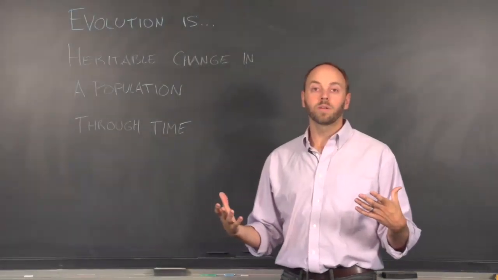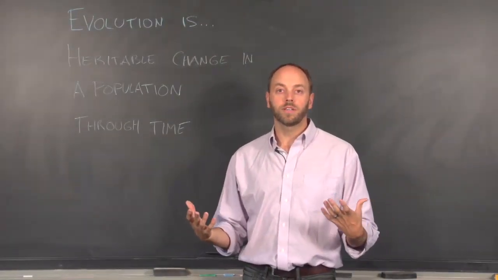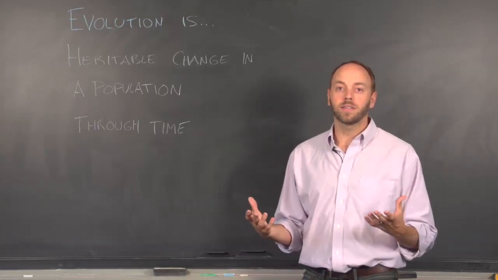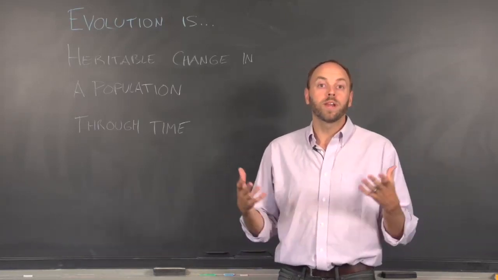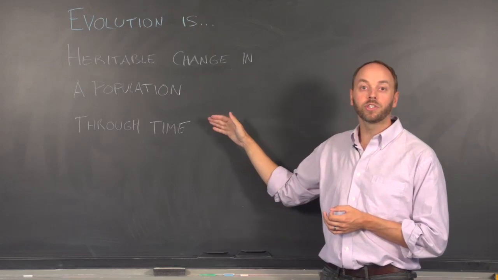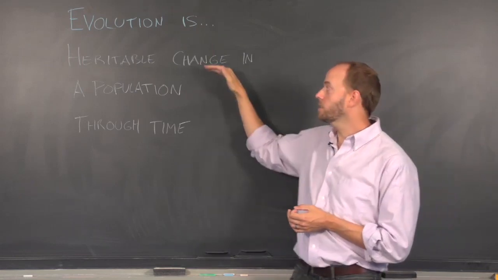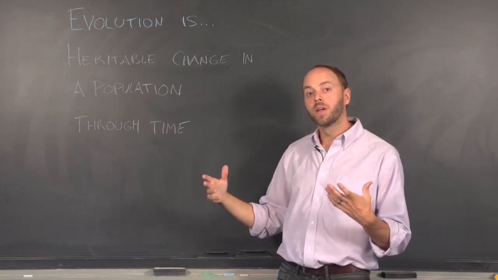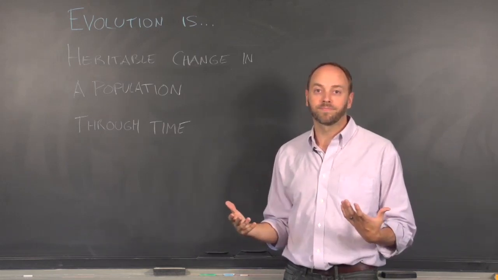In this class, we're going to be taking an evolutionary approach to understanding human variation and human evolution. Now, the first step in that process is expanding a little bit more on this idea of what is evolution. A basic definition of evolution is that evolution is heritable change in a population through time. Now, it's necessary to break down each of these components of this definition a little bit further in order to better understand what that means.